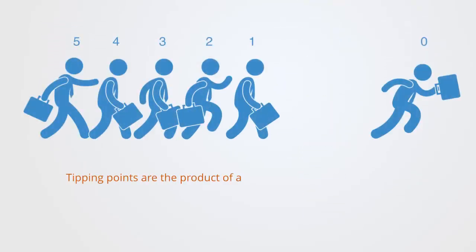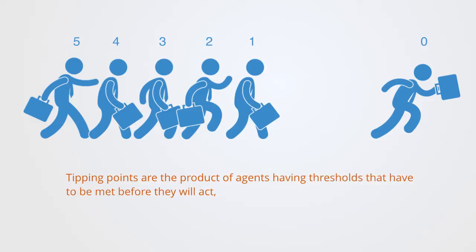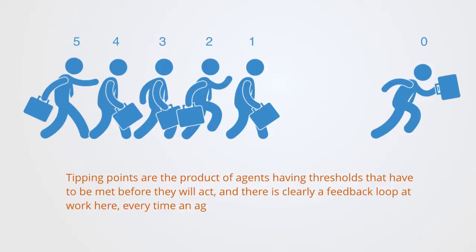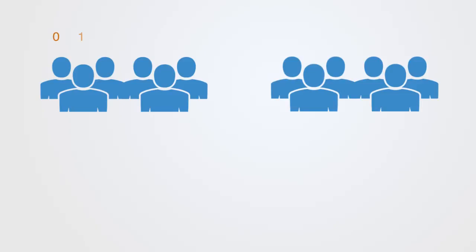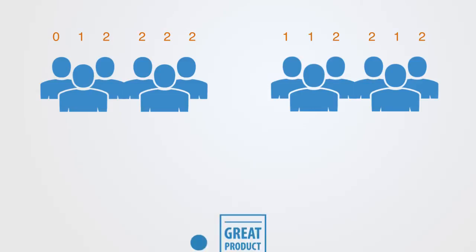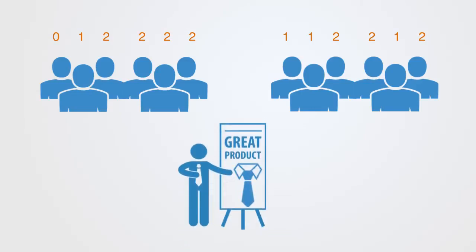These tipping points are the product of agents having different thresholds that have to be met before they'll act. And there is clearly a feedback loop at work here. Every time an agent reaches a tipping point and acts, this makes it more likely that another will also do likewise. So for example, if we take two groups of people, with each individual having a propensity to adopt some new phenomena as seen on the screen, we'll notice that the first group will adopt the phenomena when it's first introduced, because the lowest threshold within the group is zero, and once that person adopts, then the next person at a threshold of one will do likewise, and then the rest will follow.